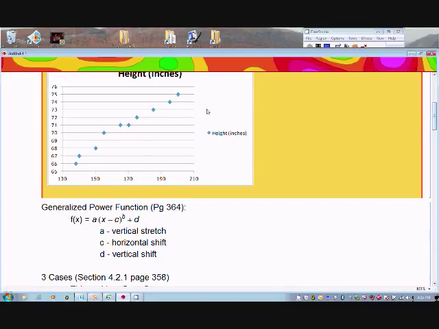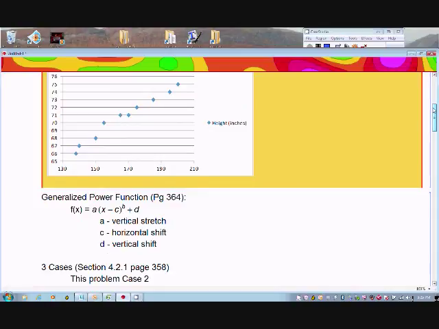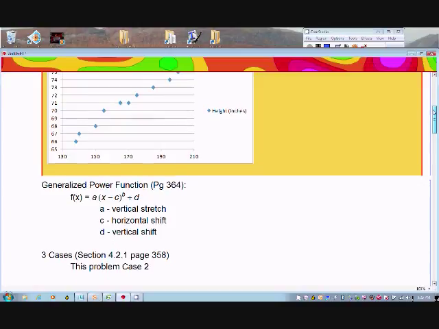So looking at this data, we try to figure out which case we think would work best. It doesn't really look like an even function or an odd function, not really an integer, it's not a parabola. I would guess that it's some sort of root function. It's got that square root look to it, so we would guess case 2 for this problem. So now we're going to go through the three methods to come up with our parameters.